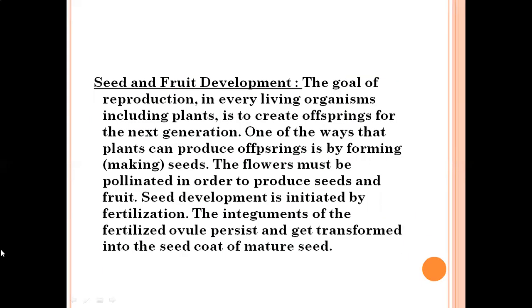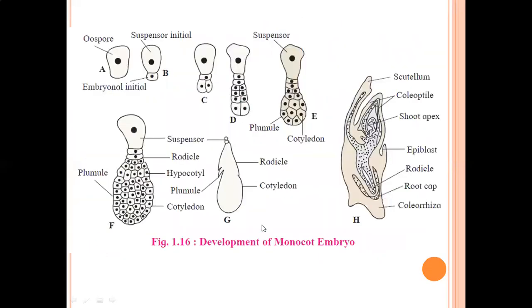So in the last diagram, you can see here a horseshoe shaped structure. Okay, so there is the scutellum, coleoptile, outer covering of this cotyledon, shoot apex, then epiblast, radicle, which will be used as root system, then root cap, and coleorhiza. Coleorhiza is the covering on radicle, and coleoptile is the covering on these cotyledons.